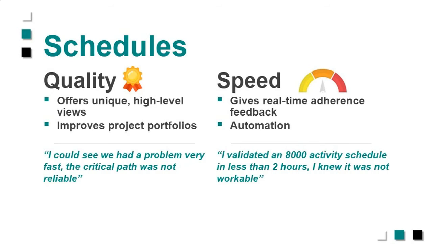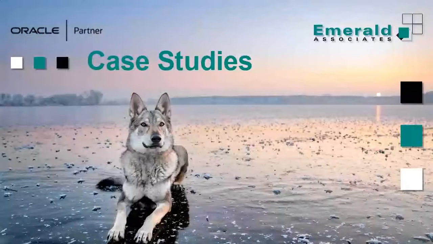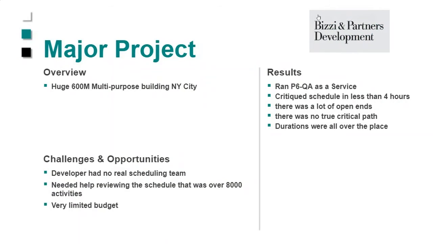And you saw how fast it was to use, right? So this quote is actually a quote from my client. I was doing a software as a service for a large developer in the US. Well, they were doing large projects, but they were not a large developer. They had no scheduling team. So I helped them validate an 8,000 activity schedule in less than 2 hours. And I knew right away that the critical path was not making any sense. Okay, so this was a very, very quick win for them. And the QA tool, I could never have done it that quickly without the QA tool.